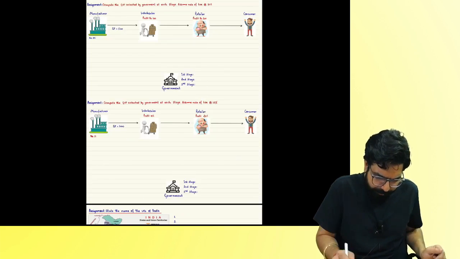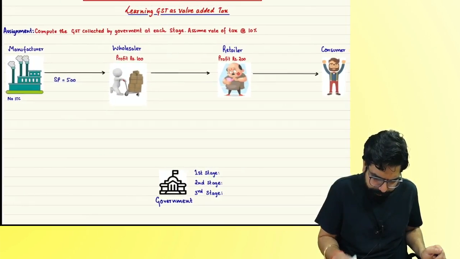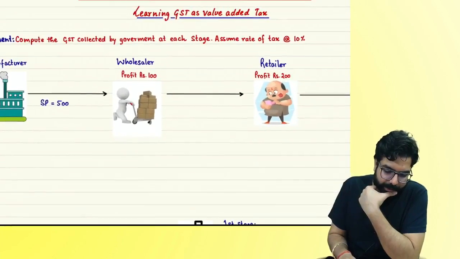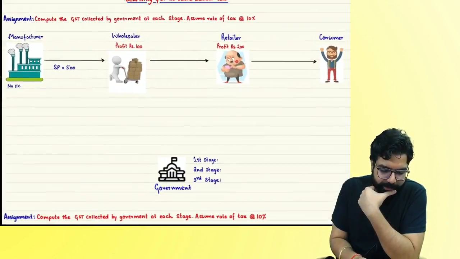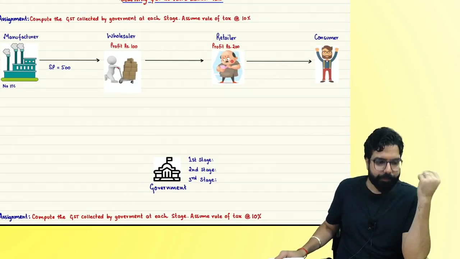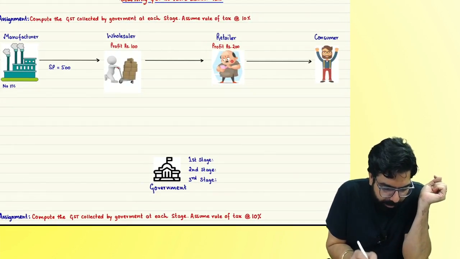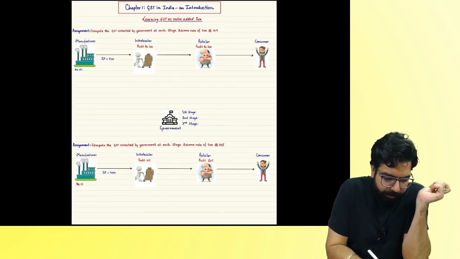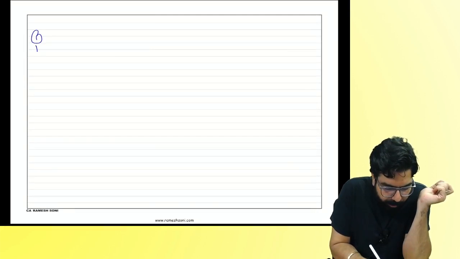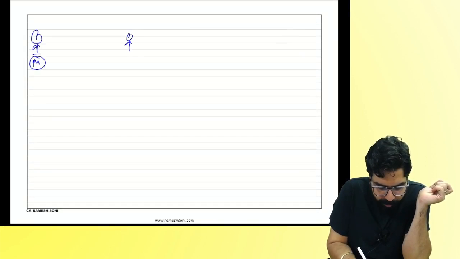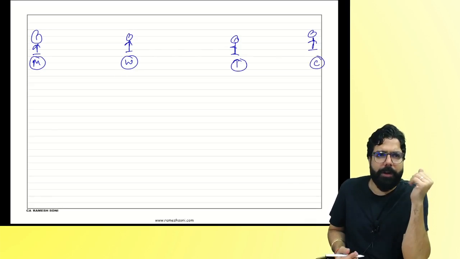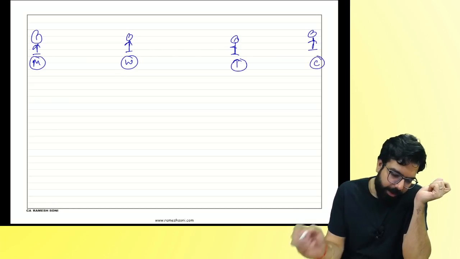I've got one example. Chalo, I'll take this. Okay. Everyone, can you see this question? I've drawn something on the board so that we can understand. Okay, first I want you to do it here. There's one manufacturer, one wholesaler, one trader, and one consumer. Okay, everyone. Four people are there: manufacturer, wholesaler, trader, and consumer.